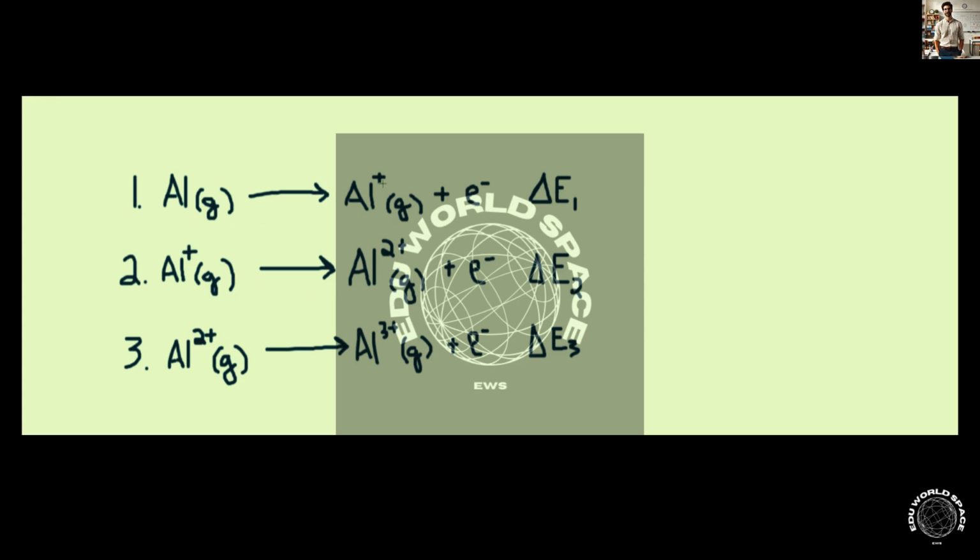First, you have aluminum gas losing its one electron to form aluminum plus. And this we would call the first ionization energy. Then aluminum plus would lose a second electron, second ionization energy, and aluminum 2 plus would lose another electron to form aluminum 3 plus, which is the third ionization energy. And then it asks us which of these three ionization energies would be the lowest.